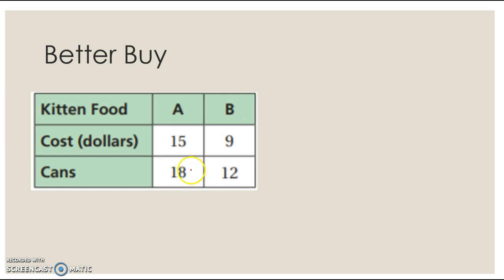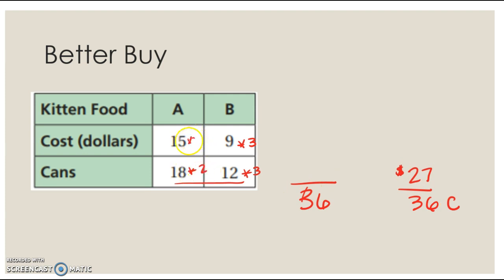So here, if I had to get a unit rate on A, I'd have to divide by 18. Well, 15 divided by 18 is not going to give me a nice number. So I'm actually going to find a common denominator here between 18 and 12, and that's going to give us 36. So I multiply 12 by 3. I do the same thing to our numerator. 9 times 3 gives us $27 for 36 cans. For 18, I need to multiply by 2. I do the same thing to the numerator, so that's $30.